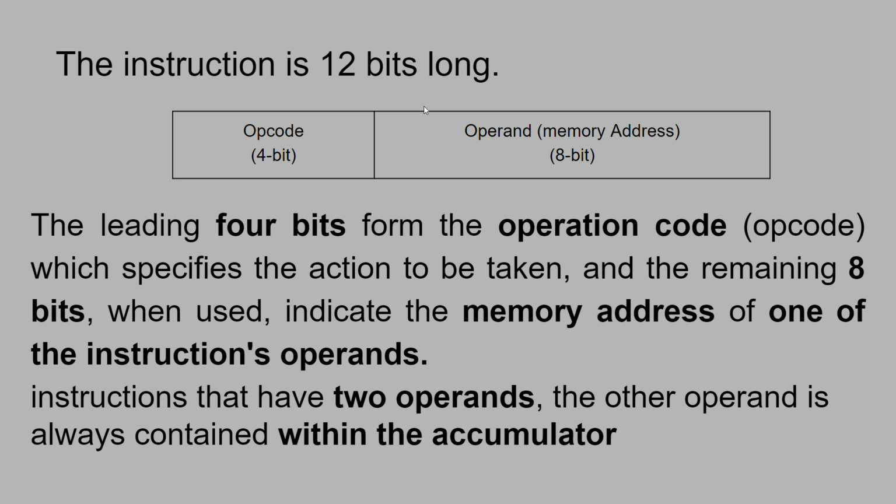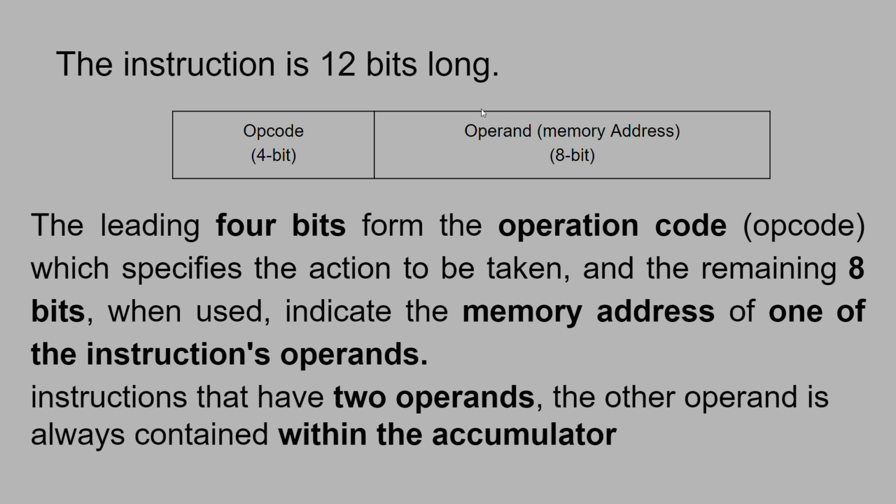Now I have that 12-bit series. Of those 12 bits, the first 4 bits represent my opcode, or the operation code. What the operation code does is tell the control unit what operation needs to be performed, whether I have to add, subtract, load, jump, move. What exactly I have to do is represented by the operation code I mention in my instruction, and on what particular thing I have to perform that operation is told to us by the operand.